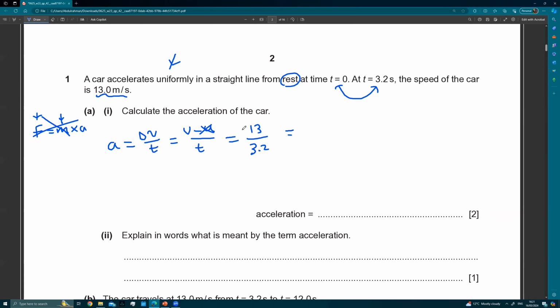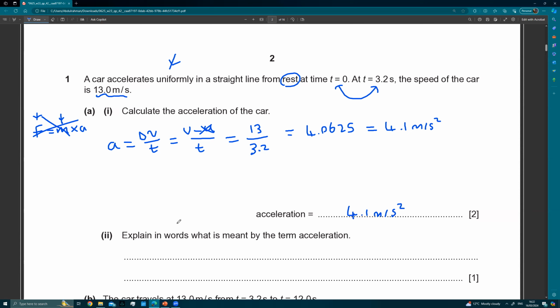you will get 4.0625. But we're going to round to two significant figures just because the time was given in two significant figures. So we're going to round to 4.1, equals 4.1 meters per second squared, which is the unit for acceleration.